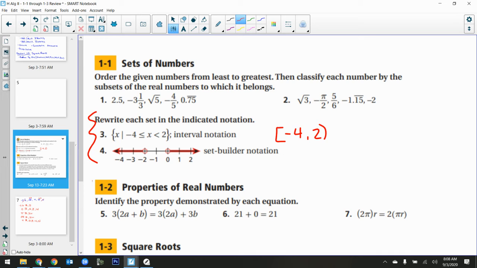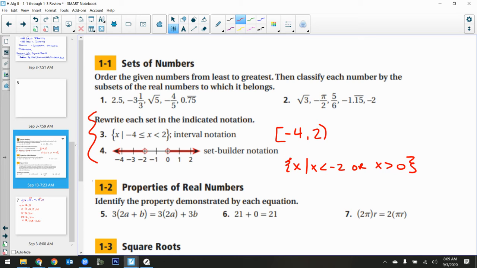All right, let's take a look at 4 now. I've got all numbers less than negative 2, all numbers greater than 0, and I want to put that in set builder notation. Okay. We can say the set of all numbers x such that I've got everything less than negative 2. You can use the word or here, or if you wanted to use the union symbol, that would be fine too, or x is greater than 0.